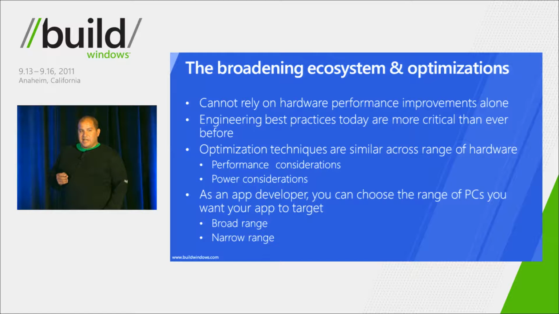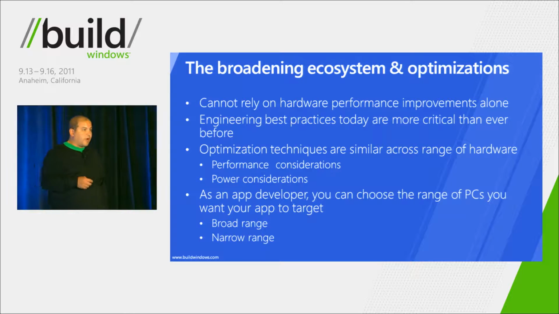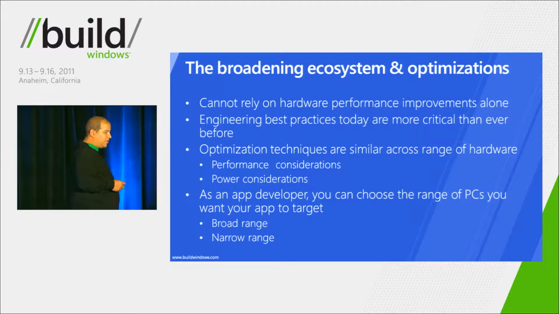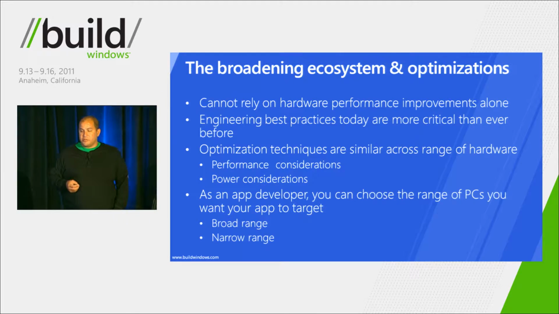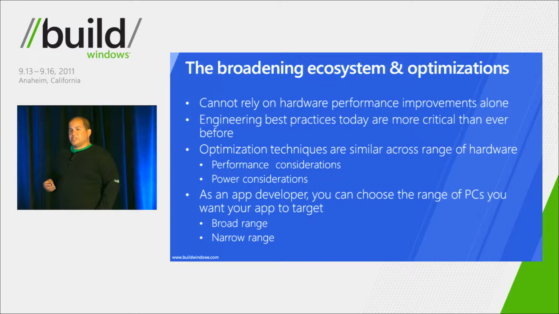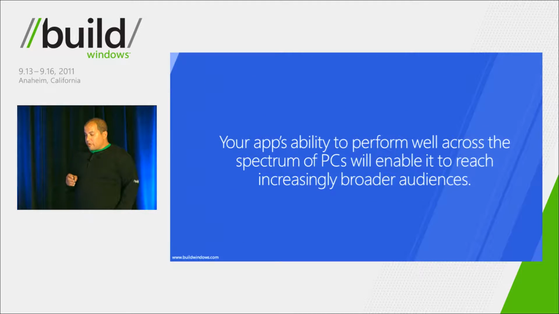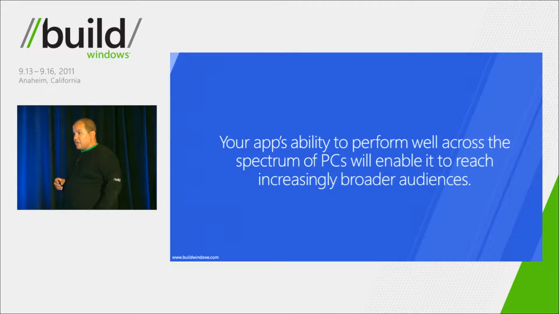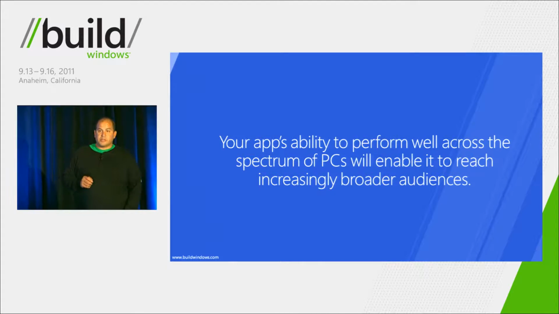In the end, as an app developer, you have the ultimate choice. You can choose the range of PCs that you want to target. You can go for the broadest range, and I think as an application developer, or if you're writing a solution for Windows, you want to target the broadest range possible. With that come considerations that you'll need to take into account, and we're going to spend some time today talking about that. So your app's ability to perform well across the spectrum of PCs is going to enable you to reach an increasingly broader audience.